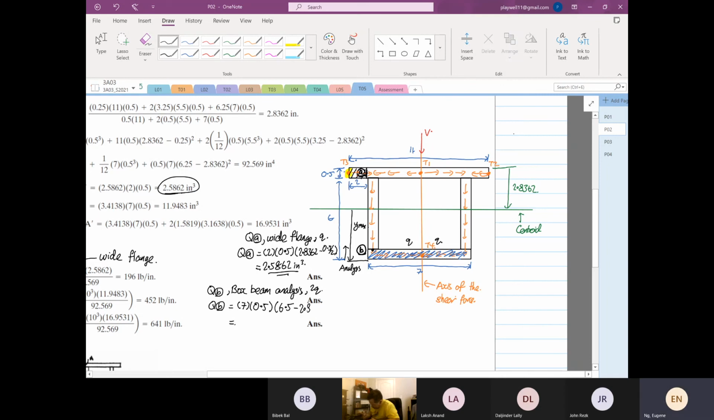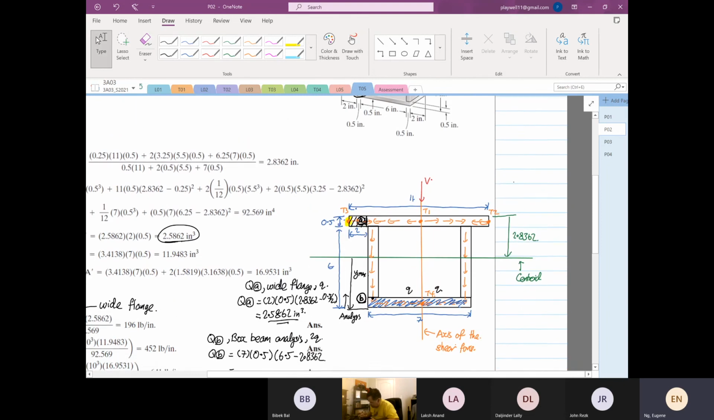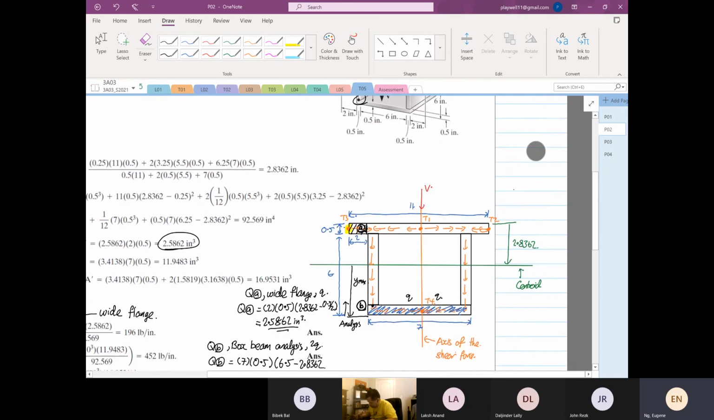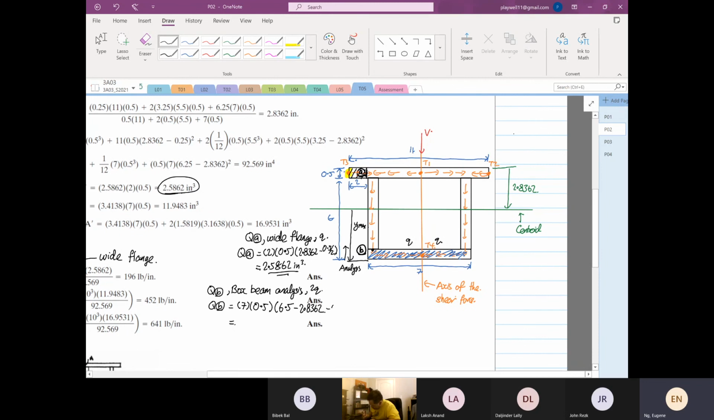minus 2.8362, right? So the whole thing is 6.5 minus 2.8362, then you minus 0.5 divided by 2. So what I've done over here is I want to find this distance down here. So this is 6.5 minus 2.8362. Okay, close bracket. So 6.5 minus 2.8362 minus 0.5 divided by 2, times 0.5, times 7 is equal to 119483. So this is the same.